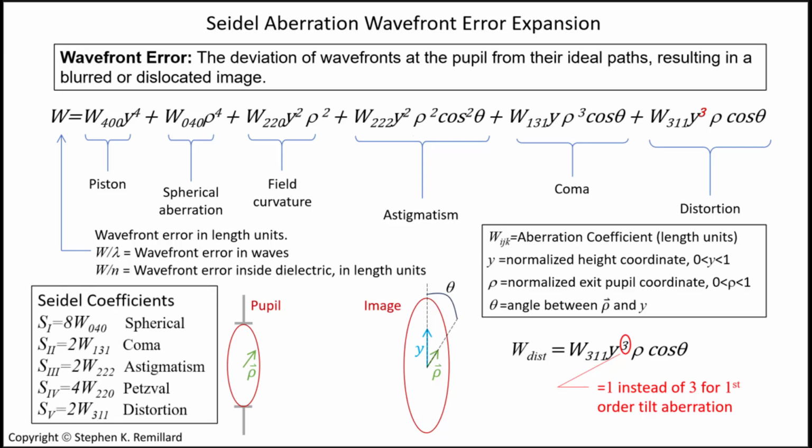The expansion coefficients are related to the Seidel coefficients simply enough, and these 5 aberration coefficients are referred to as the Seidel aberration coefficients and are useful for computing the contributions of each aberration to the wavefront error.